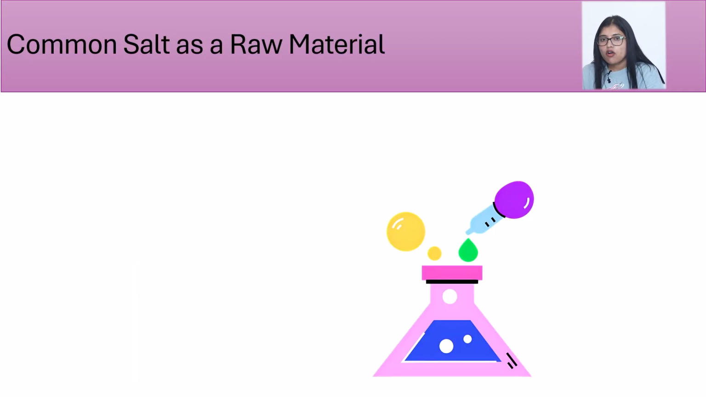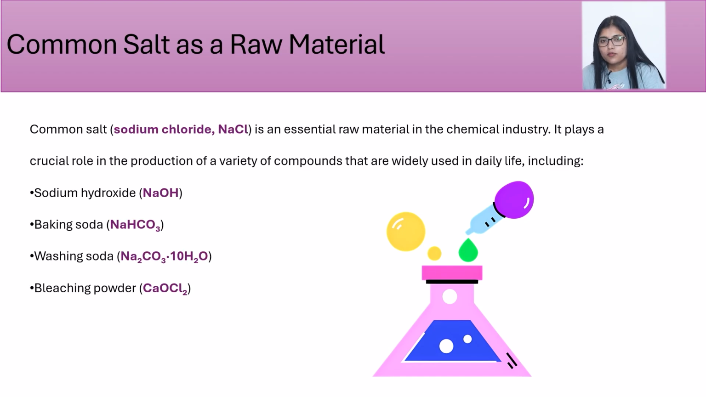So the common salt or the table salt can be used as a raw material in order to make many other compounds. Common salt, or table salt, or sodium chloride is used as a raw material in some chemical reactions to produce a variety of compounds such as sodium hydroxide, baking soda, washing soda, and also bleaching powder.